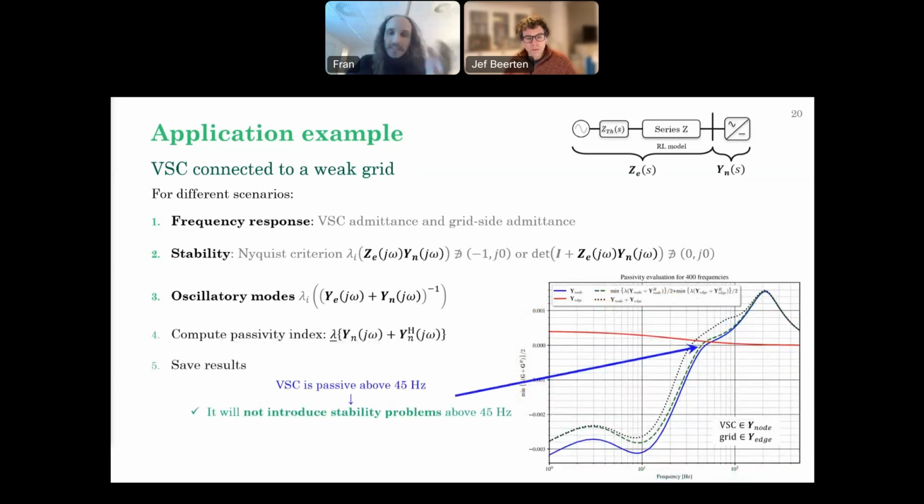We can also compute the passivity index if you are interested in that. I didn't introduce it before, but basically what the passivity index tells us is that if it's positive, then this device will not introduce stability problems in that frequency range. So what we can deduce from these results is that this converter is passive above about 45 Hertz, so it will not introduce any stability problems above this frequency point. Now, the non-passive frequency region doesn't necessarily mean that it will be unstable or that there will be problems, but definitely it's a region of attention.